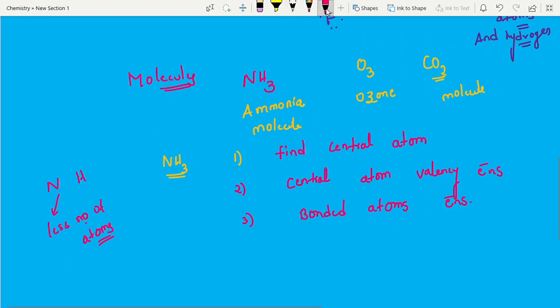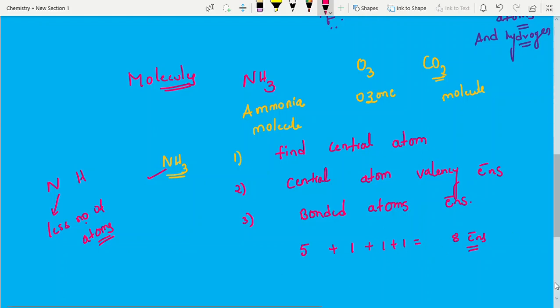Now we'll calculate the electrons, students. Among nitrogen and hydrogen, definitely nitrogen is the central atom, right? Central atom, 5 valence electrons. Central atom valence electrons I have written. Next, bonded atoms. What are the bonded atoms here? Hydrogen, no? Each hydrogen 1 electron. 1 plus 1 plus 1. Totally 8 electrons, right?